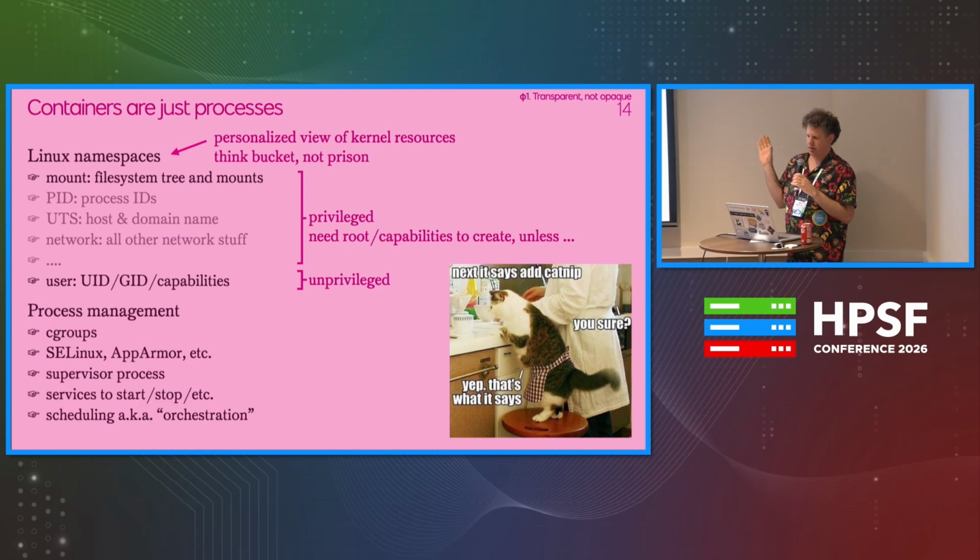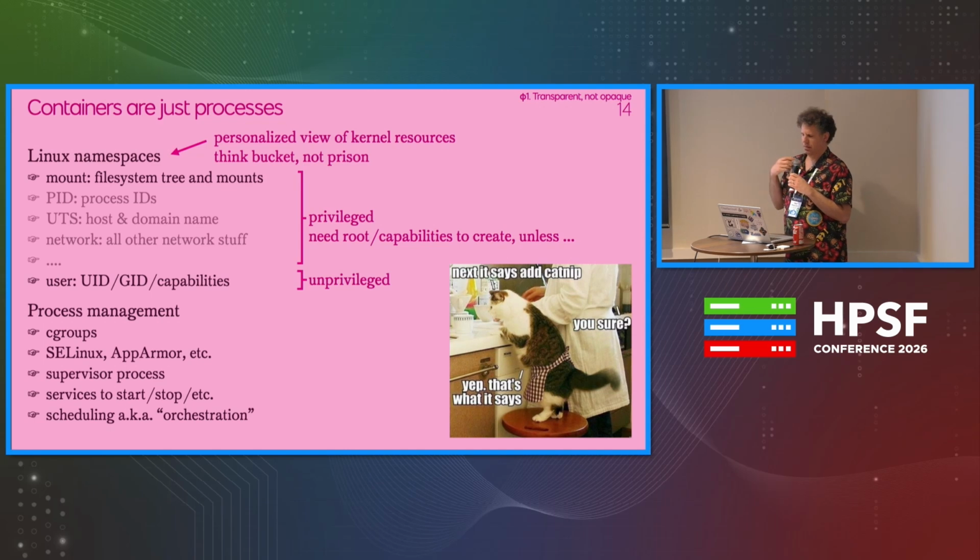Now other container implementations, Docker and Podman being the most notable ones, also do a lot of process management stuff, right? So that's like cgroups for resource limitation. There are security layers, SELinux. There's a supervisor process that supervises things. We'll get back to that later. It lets you start and stop services and can do scheduling. Container people like to call it orchestration. I've never 100% understood the difference here. Not 100% convinced there is one.